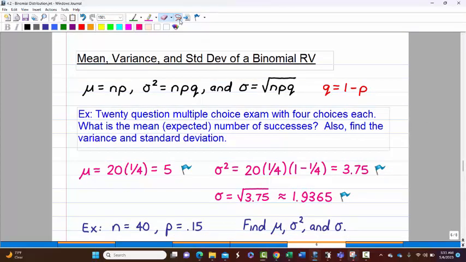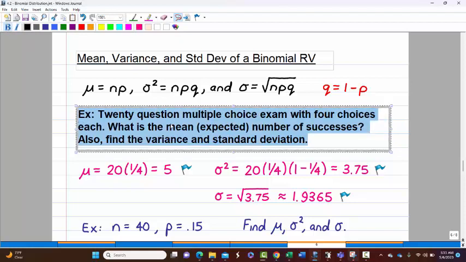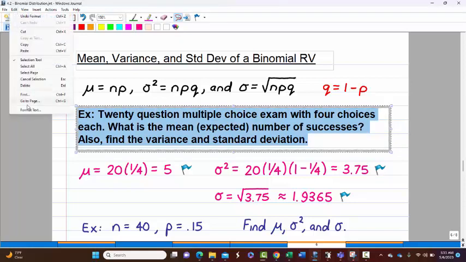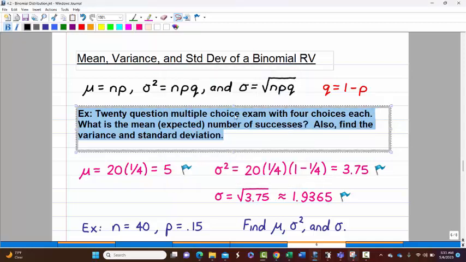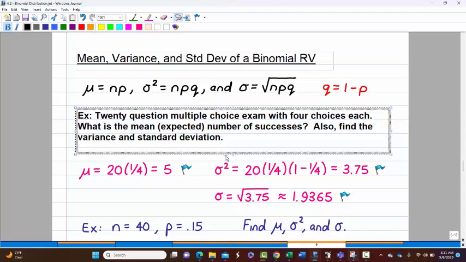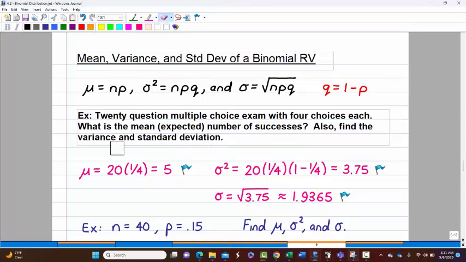A 20-question multiple choice exam, 4 choices each. What is the mean number of successes? Expected number of successes. So this is where you have to realize that the probability is 1/4, like we talked about earlier, because there's 4 choices. So read that carefully. It could be 5 choices, could be 3 choices. Doubt if it'd ever be more than 5. So it's 20 times 1/4 equals 5.